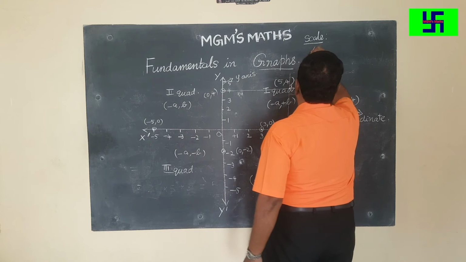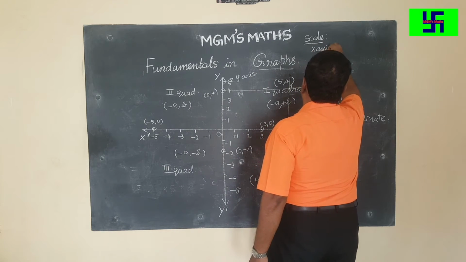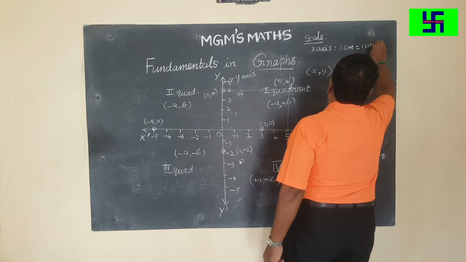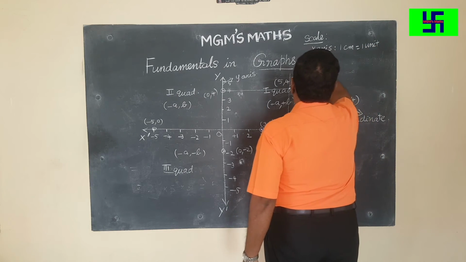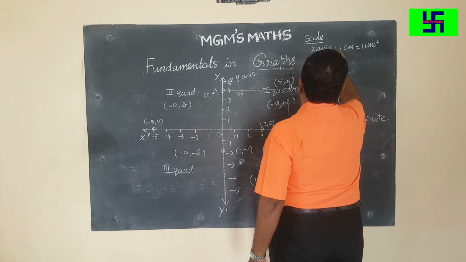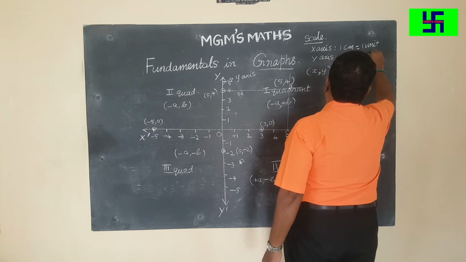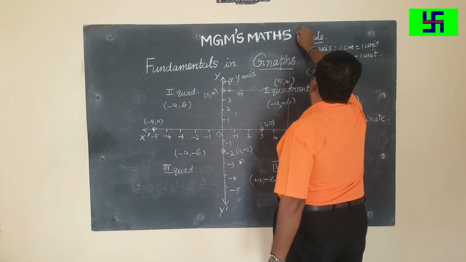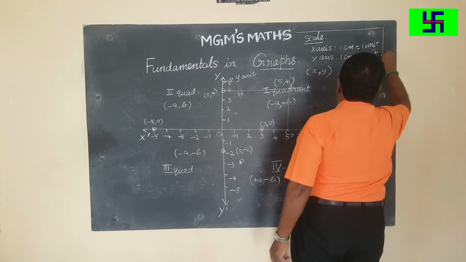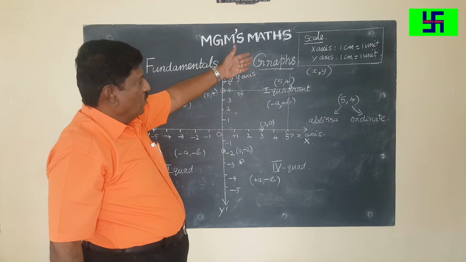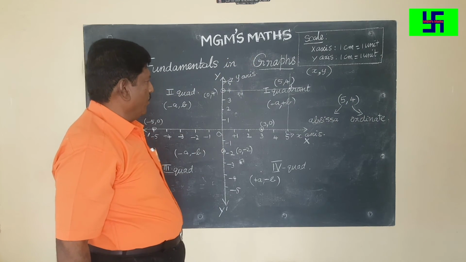Scale: x-axis, 1 centimeter equal to 1 unit. Y-axis, 1 centimeter equal to 1 unit. If you want, you can box it conveniently so that it will be visible. You may get 1 mark for the scale.